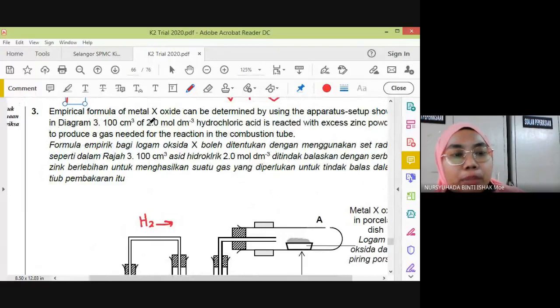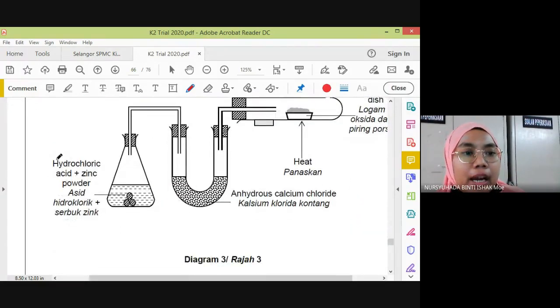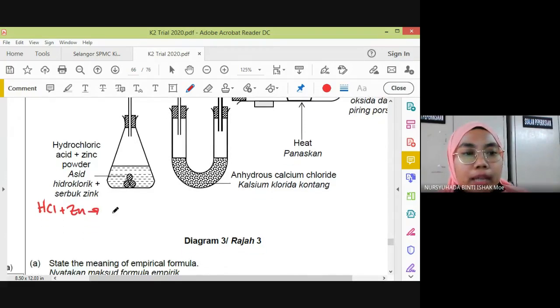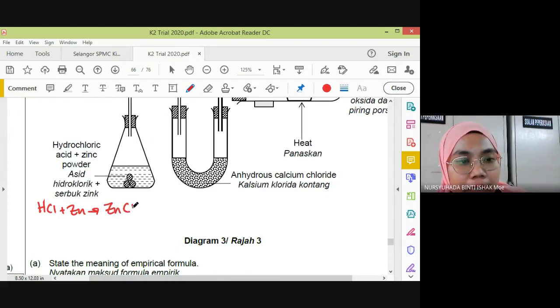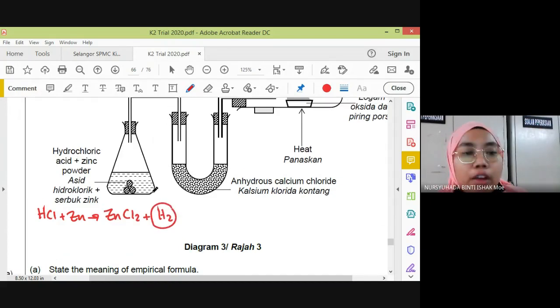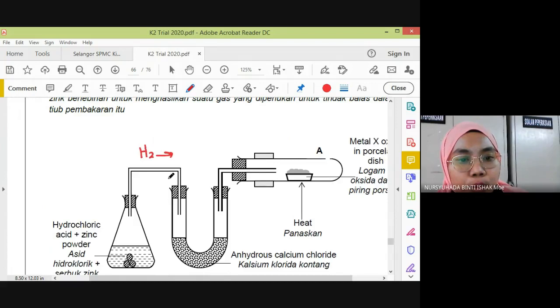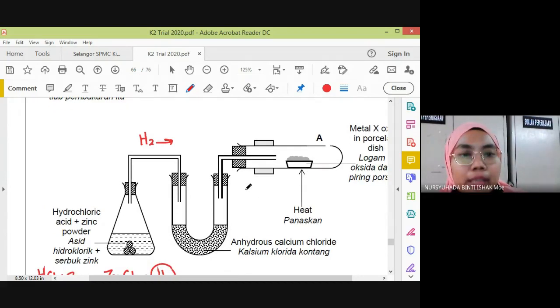Okay, 100 cm cube of 2 mole HCl is react with excess zinc powder to produce a gas needed for the reaction. Okay, kita tengok at the left side. Hydrochloric acid plus zinc, what is the product? ZnCl2 plus H2. Very good. So this H2 used for this experiment. So H2 akan flow through the combustion tube, and then akan masuk U-tube, combustion tube, and then kita akan heatkan metal X.